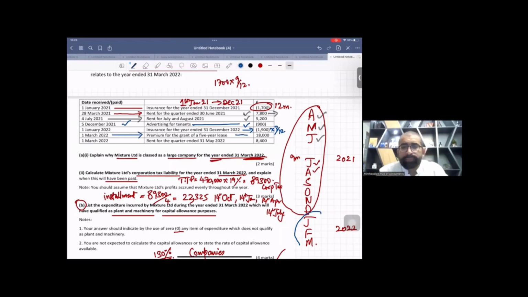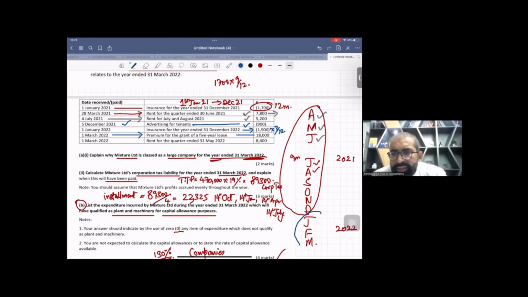Now, this is for individuals and companies both. Listen to my voice. Premium is always taxed on receipt basis. Yes, it is taxed on receipt basis for companies and individuals both. But there is a special working for this.